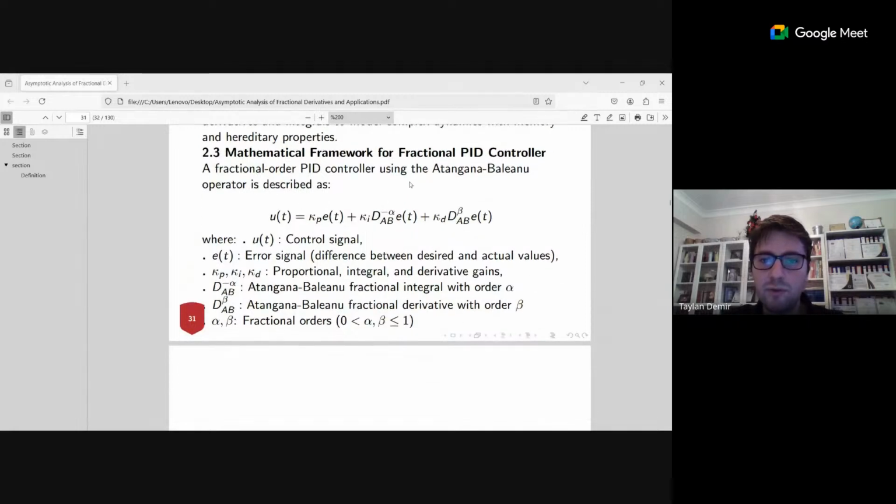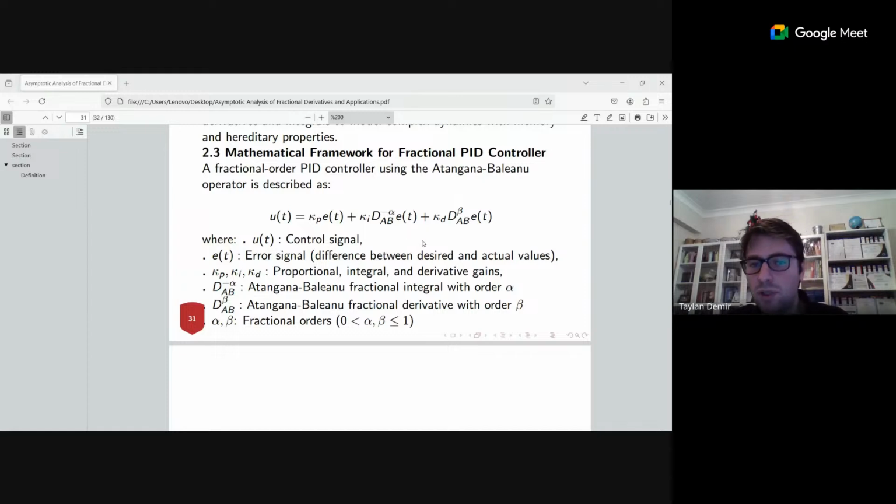And the mathematical framework for a fractional PID controller. This is the PID control model. And this PID control shows us some constants. For example, kappa p is the proportional, kappa i is the integral, and kappa d is the derivative gain. And my master's thesis is about the q-fractional proportional derivative and q-Laplace transforms, but I interpreted only the theoretical parts. But we can use q-calculus to model a mathematical framework for a fractional PID controller. But this model is only a PID controller, and the Atangana-Baleanu operator was used.